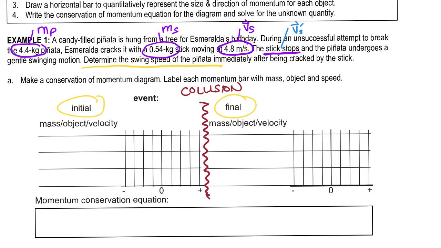So what I'm going to do here is write in the piñata. I'm going to write in the stick. And if I'm looking here, the piñata is going to have a mass, it's going to have a velocity, and it's going to have a momentum. And I'm going to try to write those in. I'm going to have to zoom in a little bit to make that work.